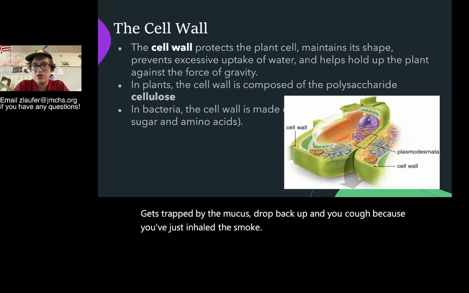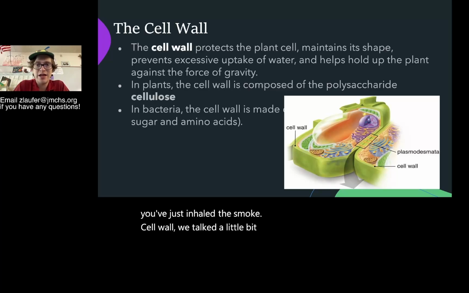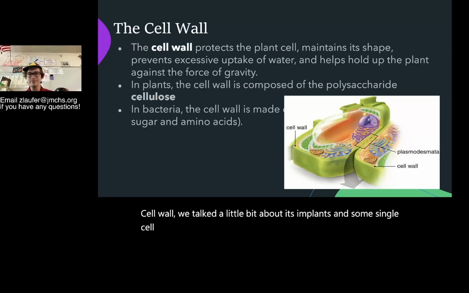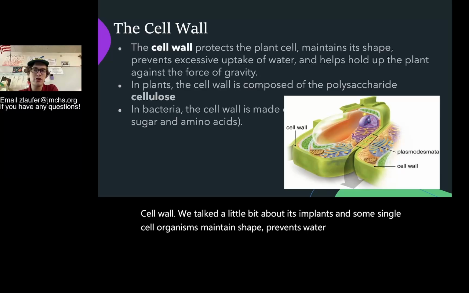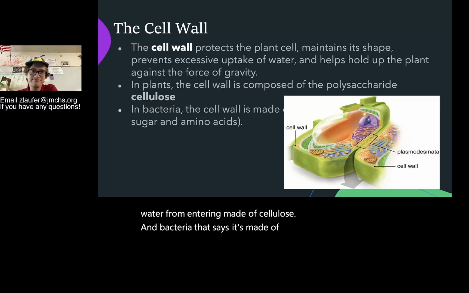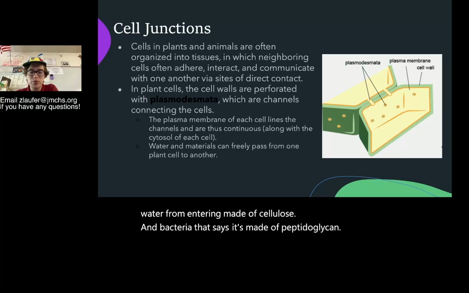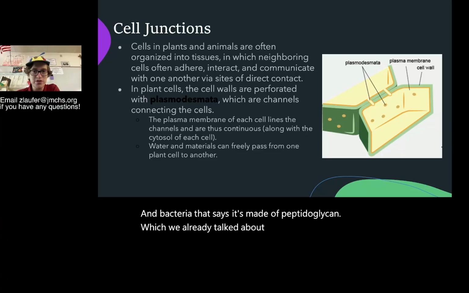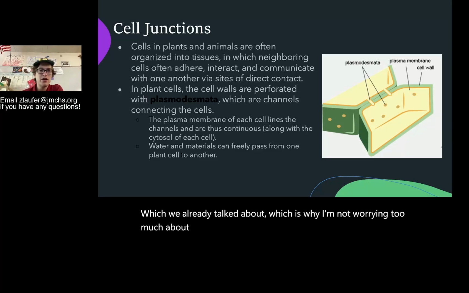Cell wall, we talked a little bit about. It's in plants and some single cell organisms. Maintains shape, prevents too much water from entering. Made of cellulose. In bacteria, that says it's made of peptidoglycan, which we already talked about, which is why I'm not worrying too much about my faulty slide there.